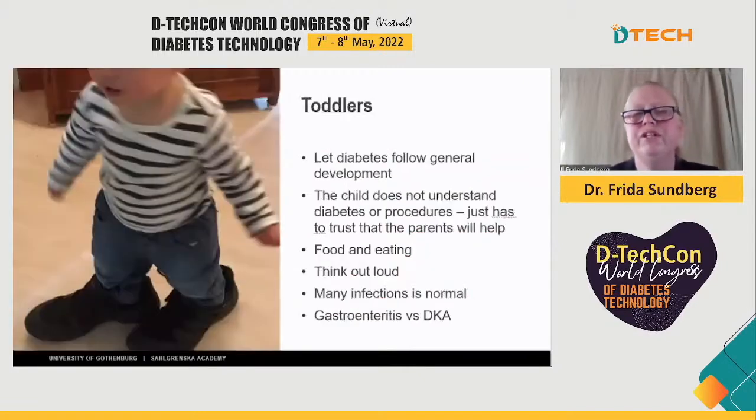Moving to the toddlers, one of the problems we see with the toddlers is that we say that they have so tricky blood sugar, but I think it might be so that they are all walking in too big shoes. We are trying to use pumps built for teenagers and adults in this small population. We always need to let the diabetes treatment follow the general development. The child doesn't understand diabetes or procedures. The child just has to trust the parents that they will help.